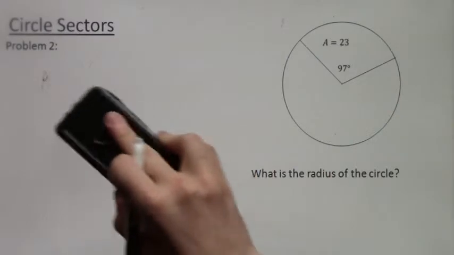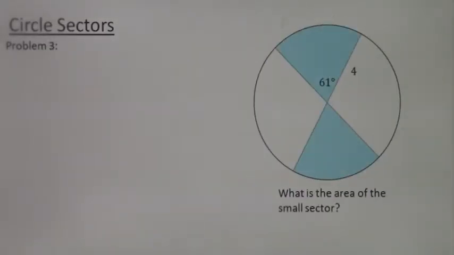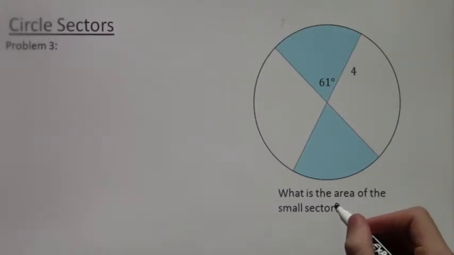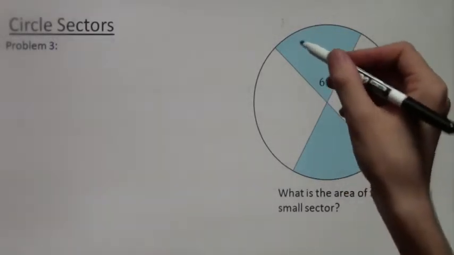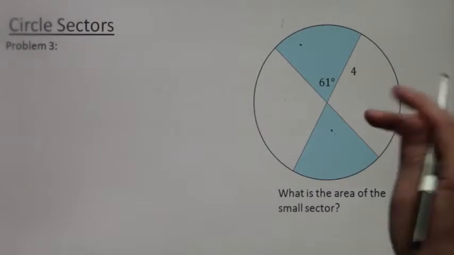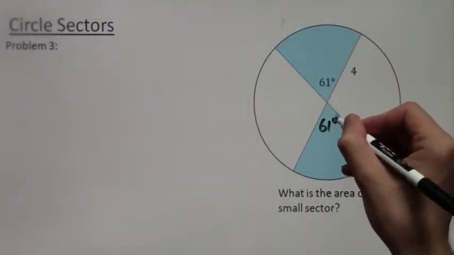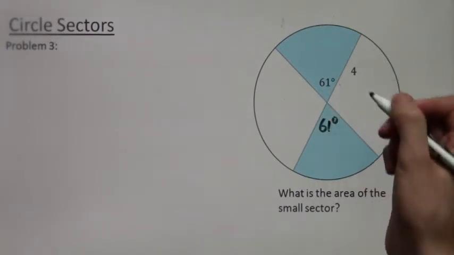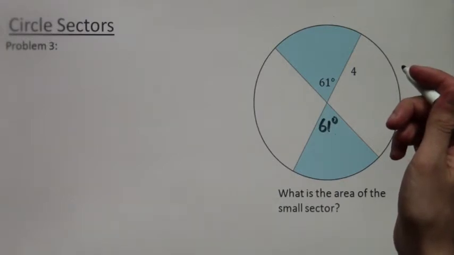All right, now we're ready for the final problem. What is the area of the highlighted sector? So a lot of times you'll have these highlighted portions and you need to figure out what their areas are. In this case, we use the fact that the angles here are opposite angles, so they're equal. So both of these are 61 degrees.